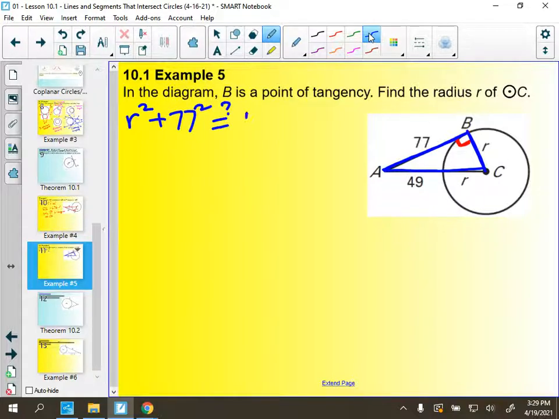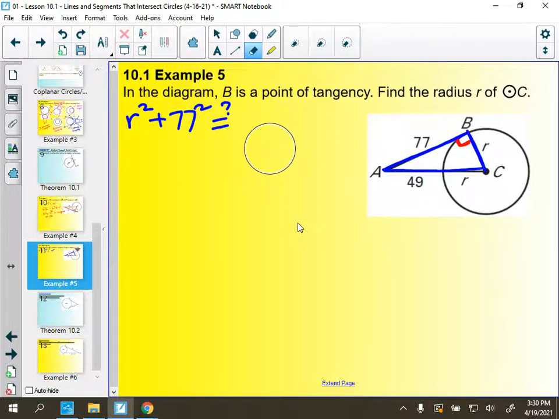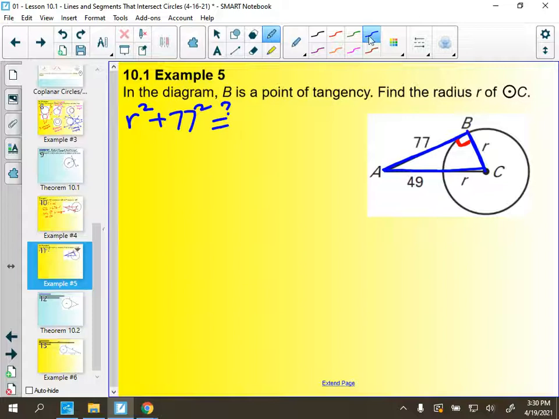Here's the issue. How do I know that this can't be my setup? Well, my hypotenuse right now, 49, is smaller than my 77, one of my legs. So that's just out of the question. That one's not even close as far as the setup goes. So hopefully we didn't get too into that before you wrote it, or you didn't start solving before we stopped.